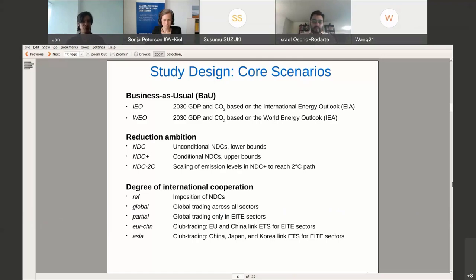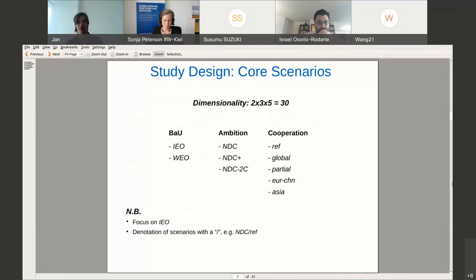As to international emissions trading, we have a case called global, where we implement global comprehensive emissions trading across all sectors and all regions. One case, partial, which is also global emissions trading, but only in the emission-intensive sectors, so that is our EIT sectors and electricity. And then we have two club trading scenarios: Euro-China, where the EU and China implement emissions trading in emission-intensive sectors, and one called Asia, where China, Japan, and Korea link the ETS in the emission-intensive sectors. So that's the range of scenarios that we cover.